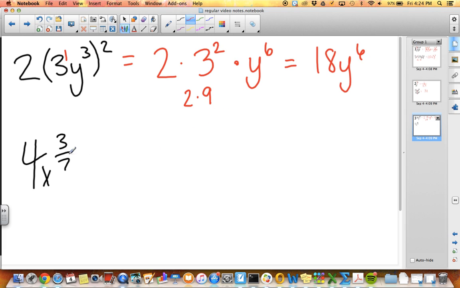Okay? All right, this last one is our rational rule. So 3 over 7 is to the power of x. It's not applied to the 4. So the 4 gets to stay out in front. And we're going to have the 7th root of x to the third. And that's it.